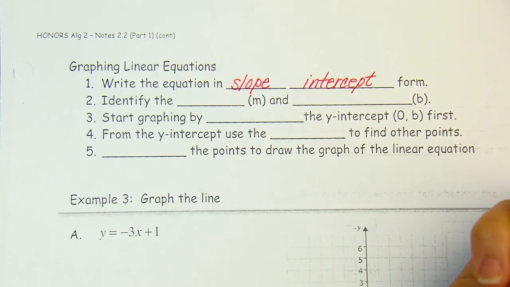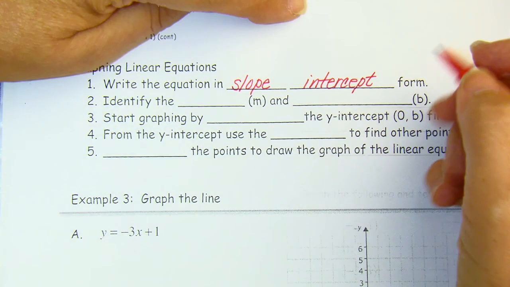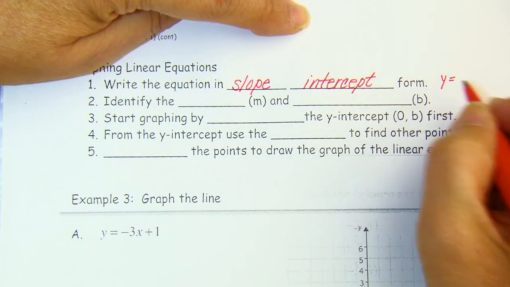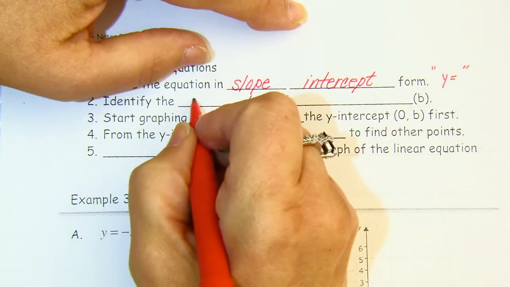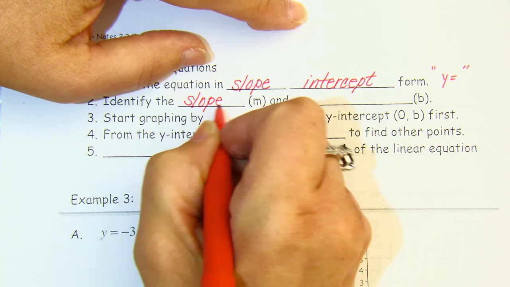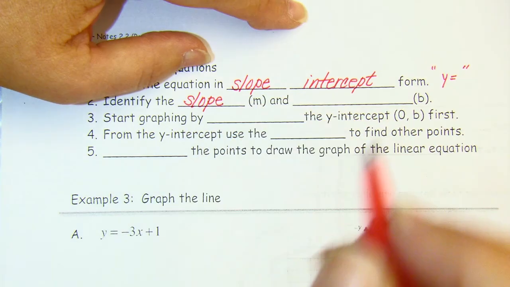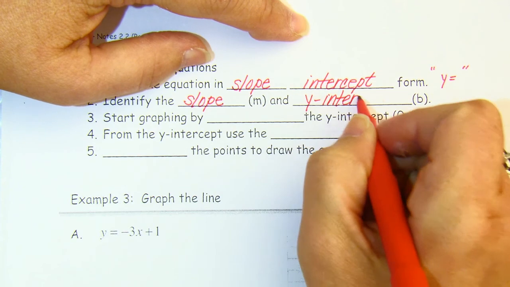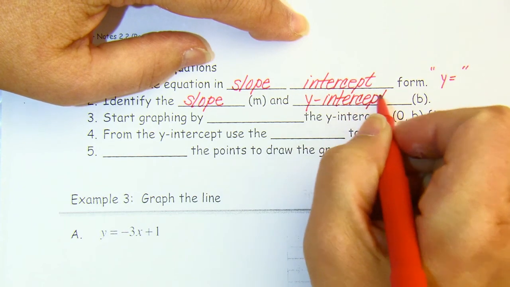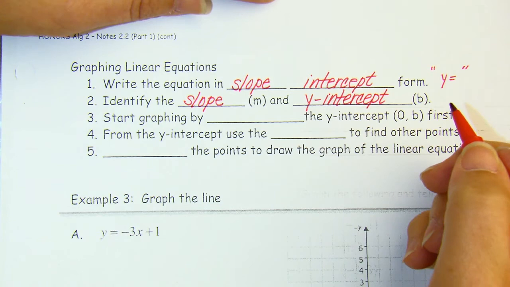In some of the examples, we had to solve the equation for y, so we had it in that y equals form. You want to identify the slope, m, and also the y-intercept, b, from your y equals mx plus b.